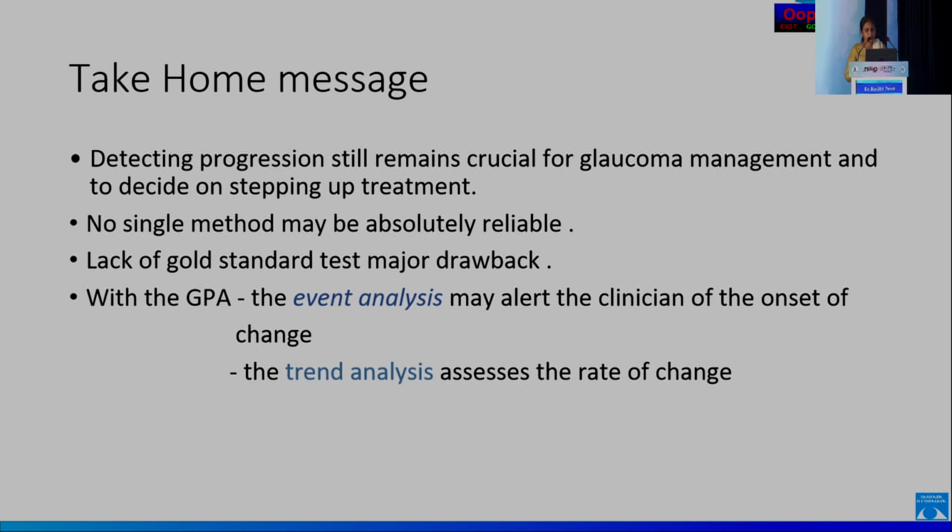So, take-home message: detecting progression still remains crucial for glaucoma management, and it's also important for us to decide on stepping up treatment. No single method may be absolutely reliable, and lack of a gold standard is a major disadvantage. With the GPA, in short, the event analysis may alert the clinician of the onset of a change, and the trend analysis assesses the rate of change.